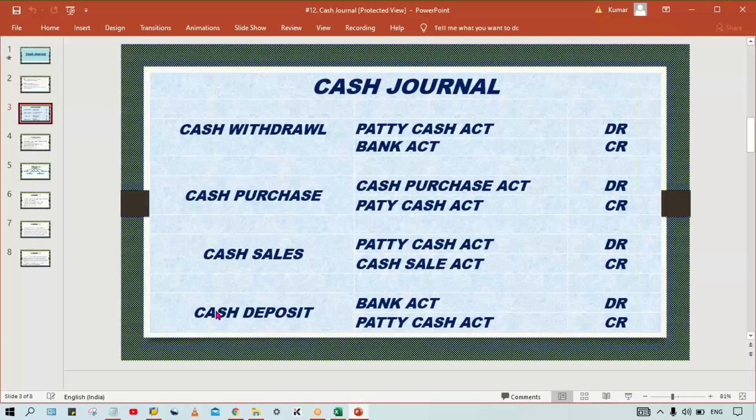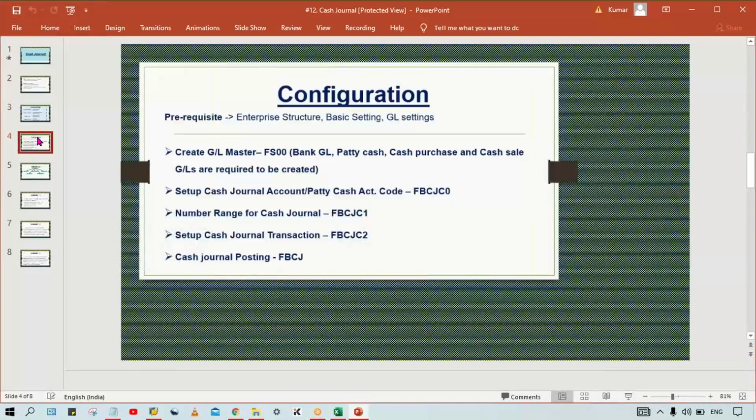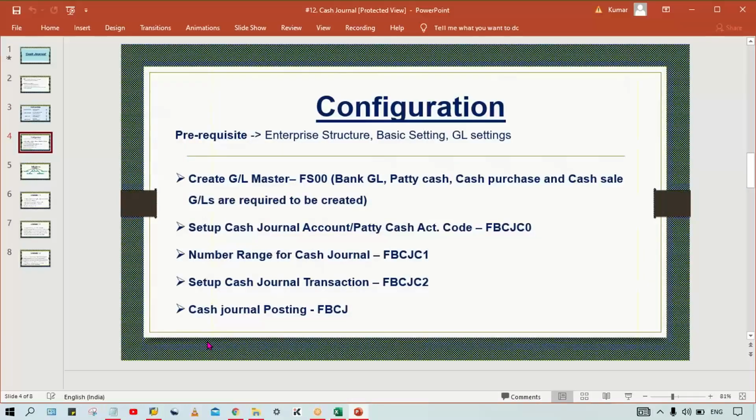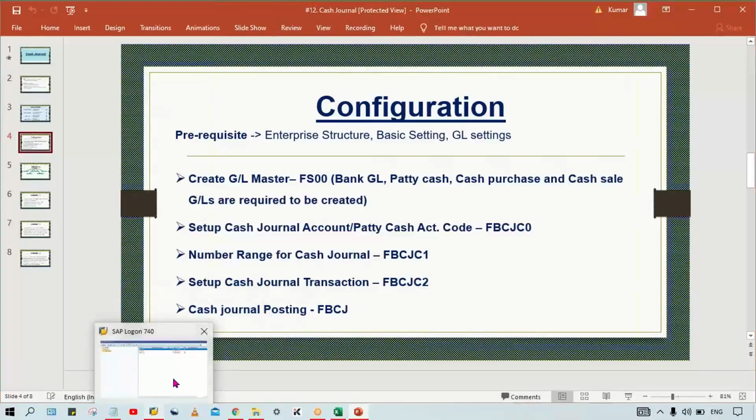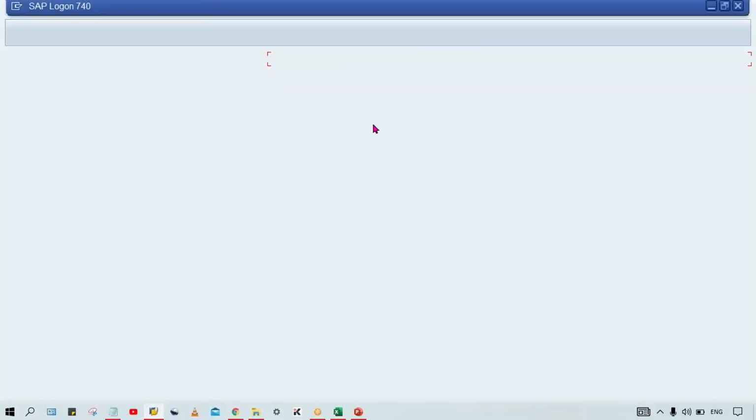Now, how many GL accounts are supposed to be created, guys? If you talk about here, in every transaction petty cash is there, either debit or credit. That is a different thing, but petty cash is there. Apart from this, bank account, cash purchase, and cash sales. So these are the additional GLs supposed to be created. First of all, we have to create the GL account.